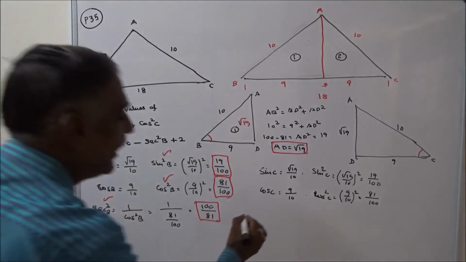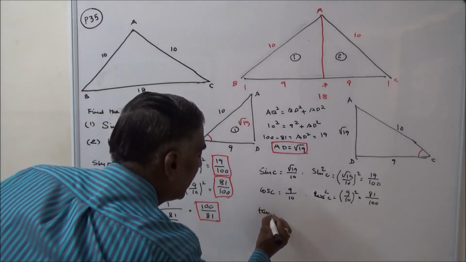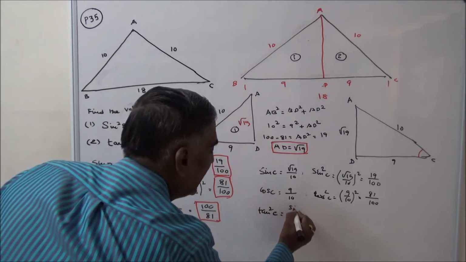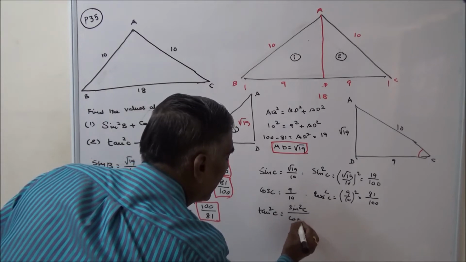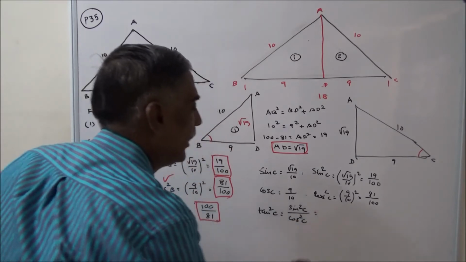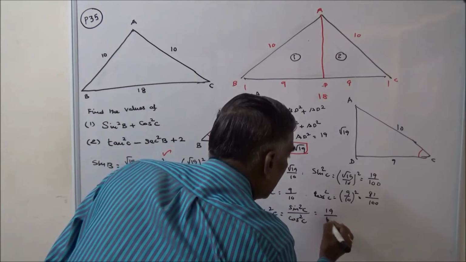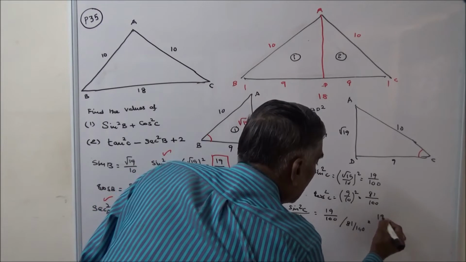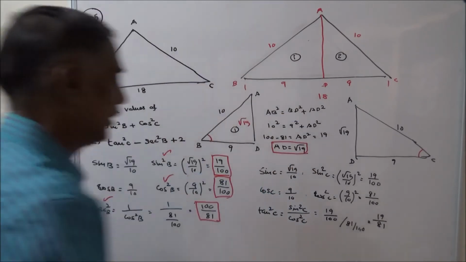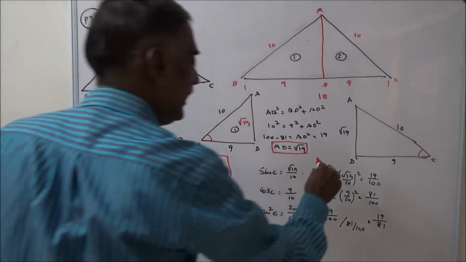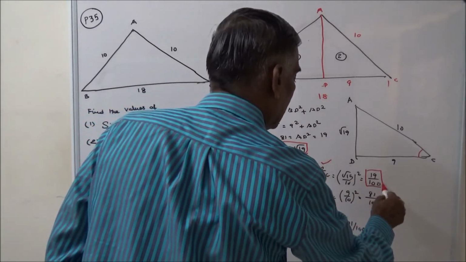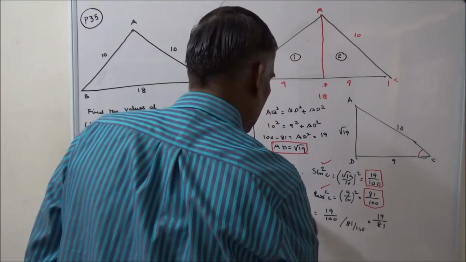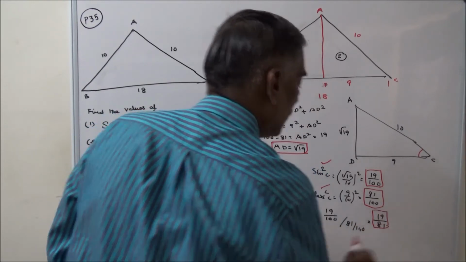I can calculate tan square C. Tan square C is equal to sin square C divided by cos square C. So this is 19 by 100 divided by 81 by 100. That is equal to 19 by 81. So sin square C is equal to 19 by 100. Cos square C is equal to 81 by 100. Tan square C is equal to 19 by 81.